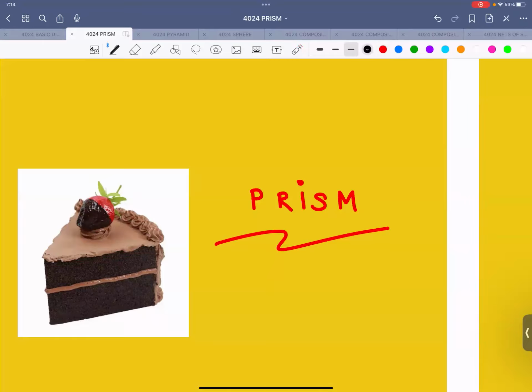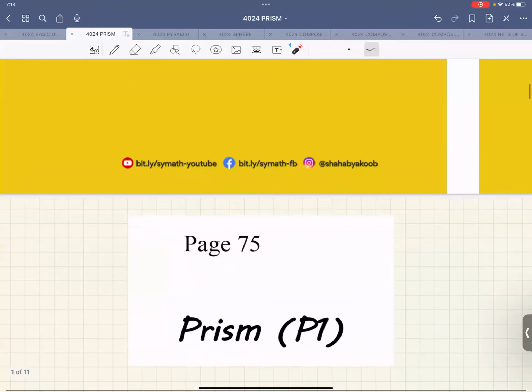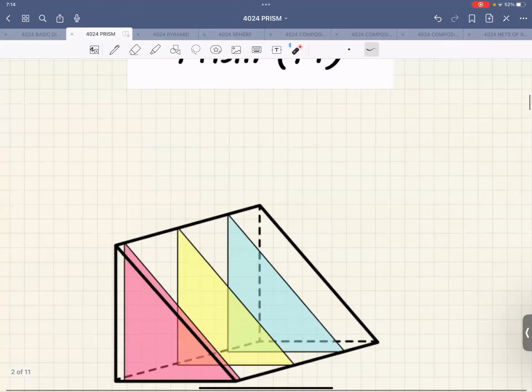So now, first of all, let me write down that a prism has a cross-sectional area which remains the same throughout. It does not change. And then this prism has a height, or we can use the term length also. Now, if this chocolate cake is there, this is the height, and this area over here is the cross-sectional area. Now, let's try out some questions from paper 1.